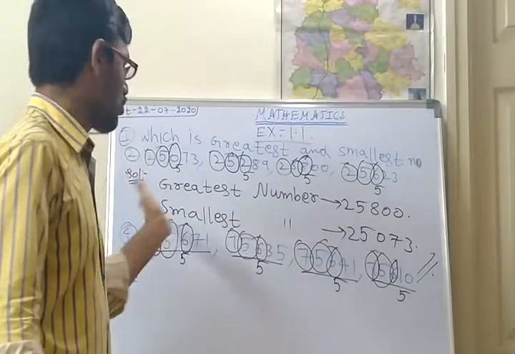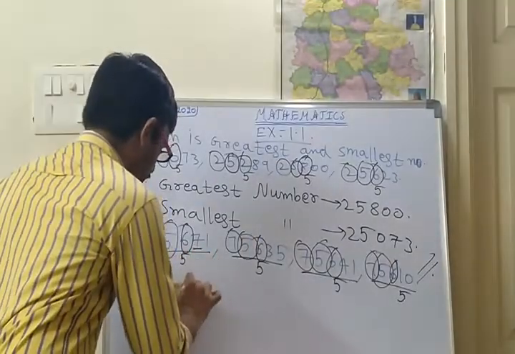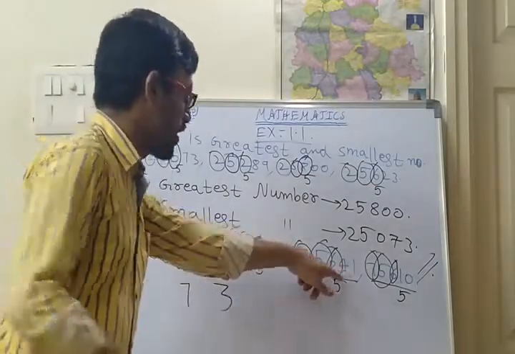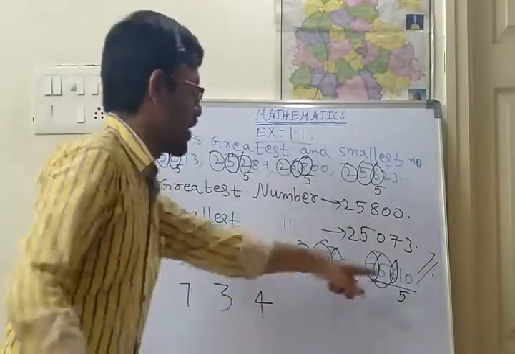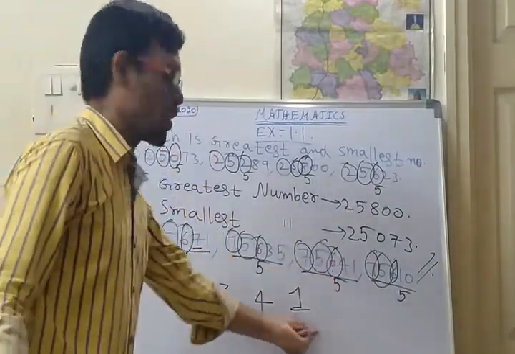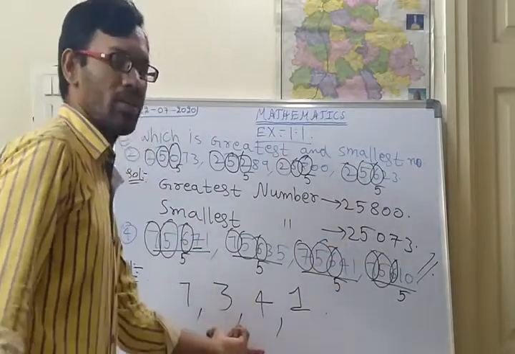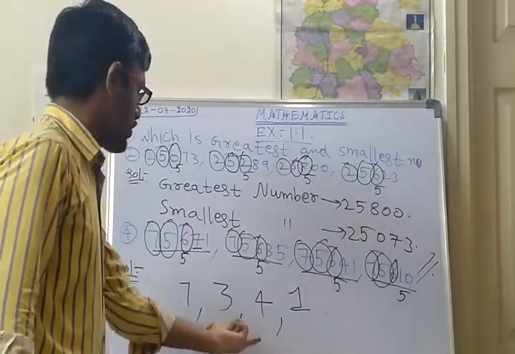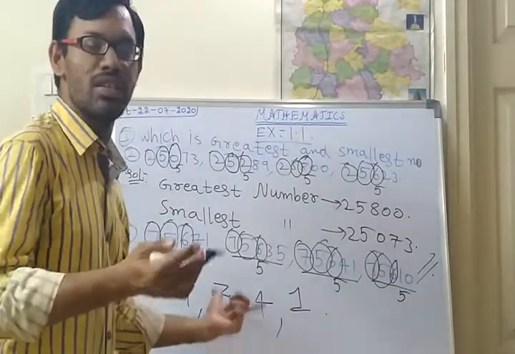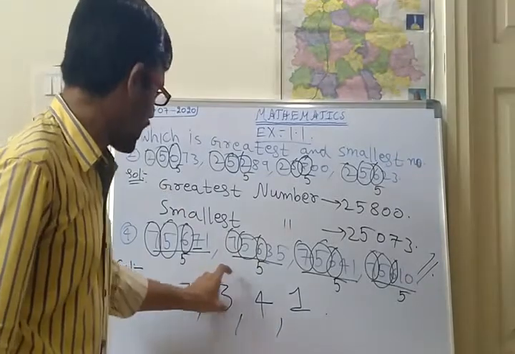So now we should go with the fourth digit. Here the fourth digit is 7, here the fourth digit is 3, here the fourth digit is 4, here the fourth digit is 1. So 7, 3, 4, 1. Here all the fourth digits are different, so we can easily say which is greater and which is smaller.